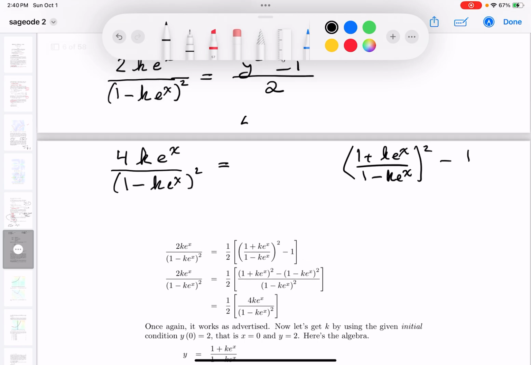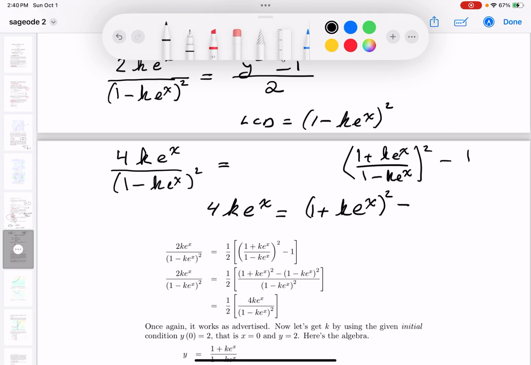And the LCD is 1 minus k e to the x squared. What would you get? You get 4k e to the x equals 1 plus k e to the x squared minus, again, we're multiplying by the LCD, 1 minus k e to the x squared.